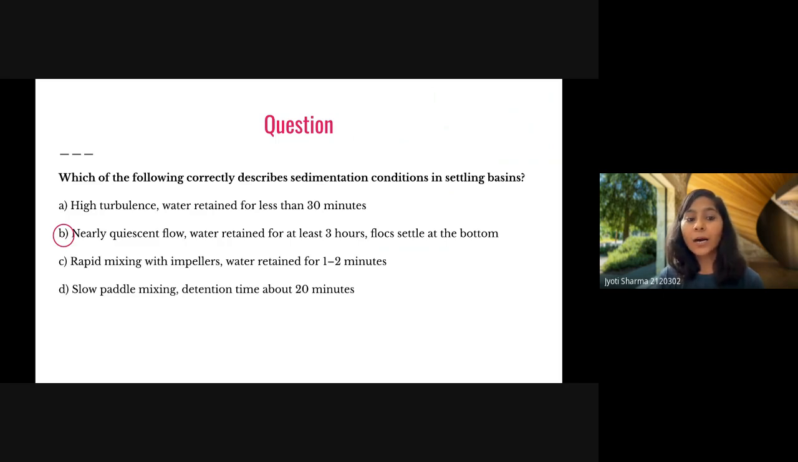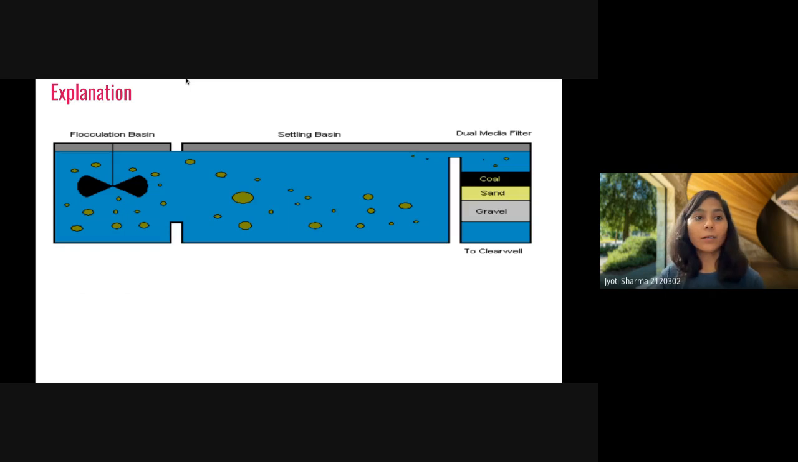We are not allowing high turbulence, because high turbulence means settling will not happen. So A is not the right answer. Rapid mixing, no, we don't want to move the water. We have to keep the water stagnant so that settling can happen, so this is also not the option. And the water will be stagnant, so this will also not be the answer. So B is the right answer. As I discussed, first we have flocculation, then we have a settling basin, and after that, in the next step, we will use a filter.